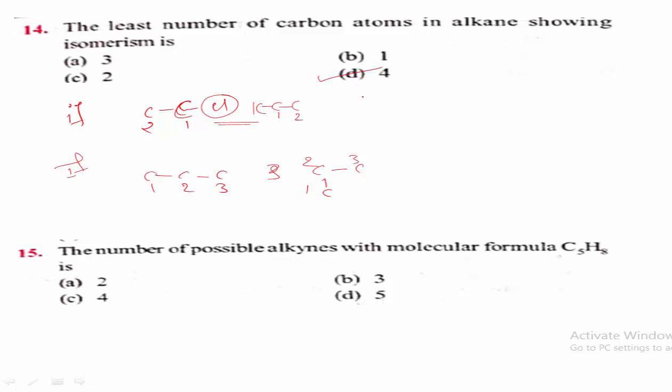4 carbon atoms are required to write the isomers. Okay students, next question number 15.